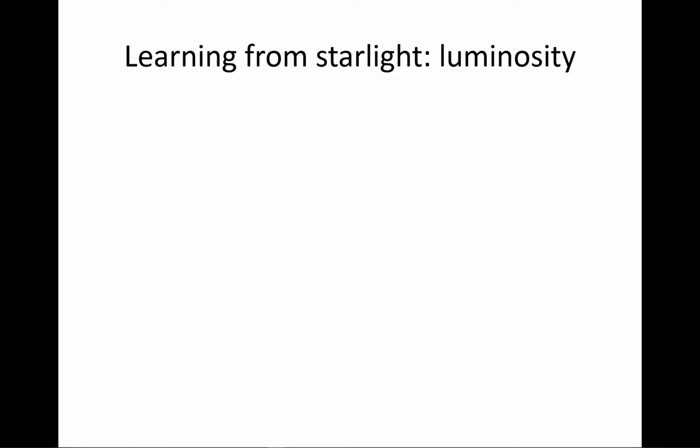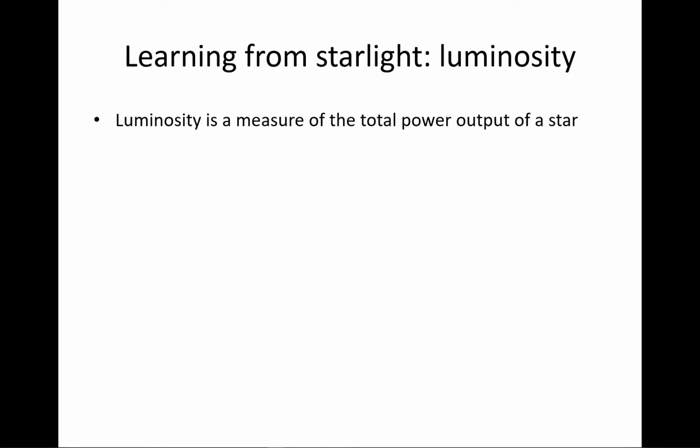Something else we can learn from the starlight is luminosity, which is a measure of the total power output of the star, including all wavelengths. When we talk about apparent magnitude and absolute magnitude, both of those are visual magnitudes. In fact, if we state it completely, we'd say absolute visual magnitude or apparent visual magnitude, but usually we just leave the visual out, but it's still only including visible light.